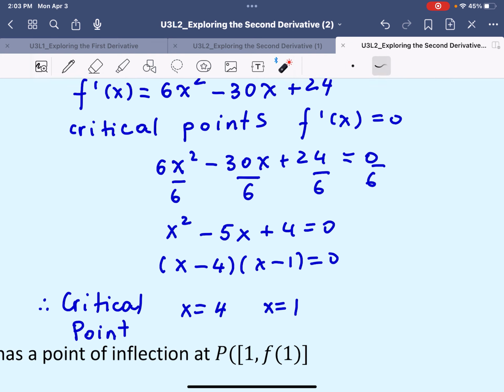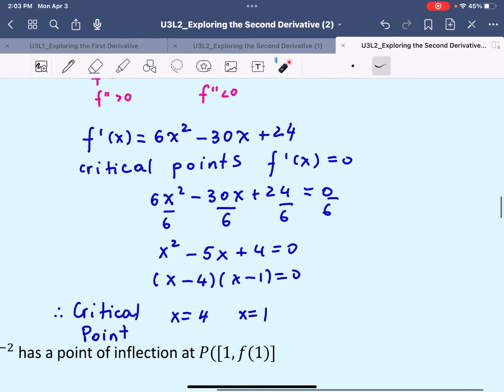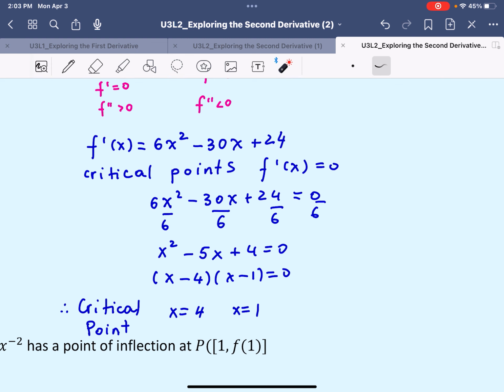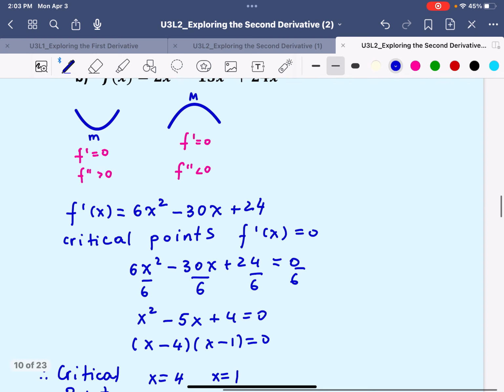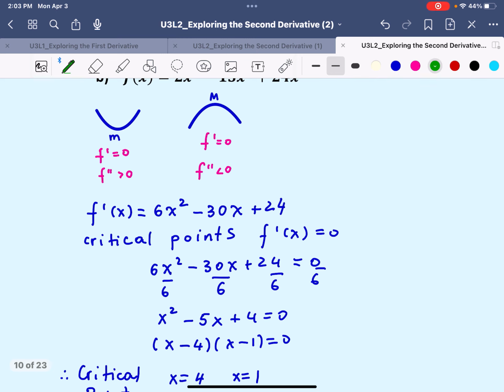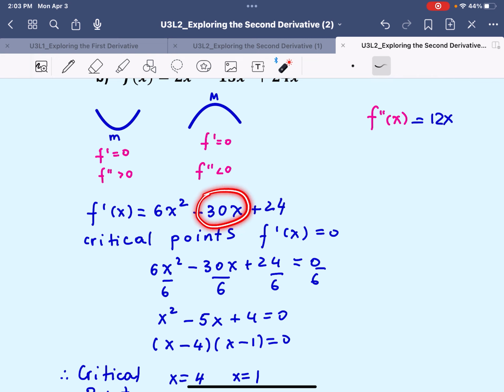So far we have just identified the critical points, so they can be either min or max, we don't know yet. To find whether they represent a min or a max, we check the value of the second derivative at the critical points, which means that we have to start off by finding the second derivative. So the second derivative, f double prime of x, would be equal to, always refer to the first derivative, we have 6x squared, the derivative of 6x squared is 12x. The derivative of negative 30x is minus 30, and the derivative of the constant is 0.